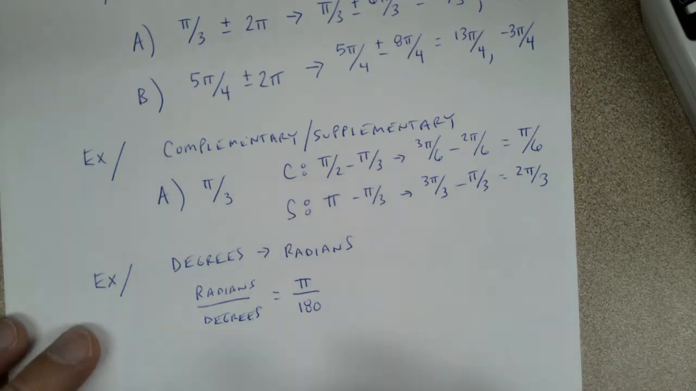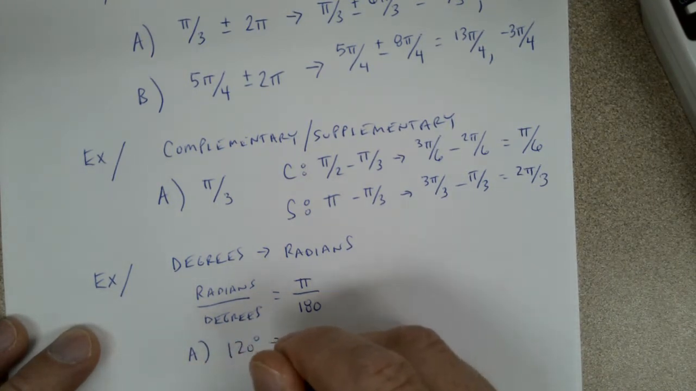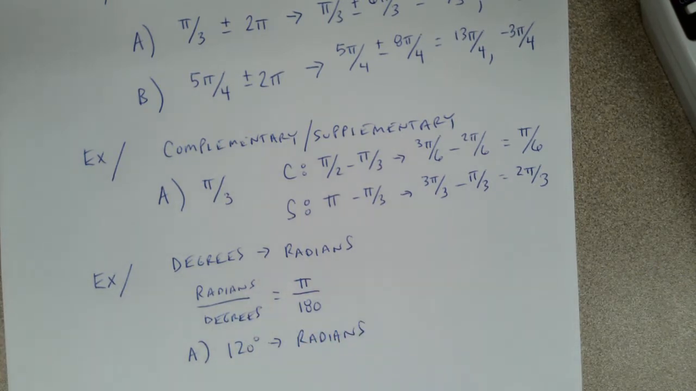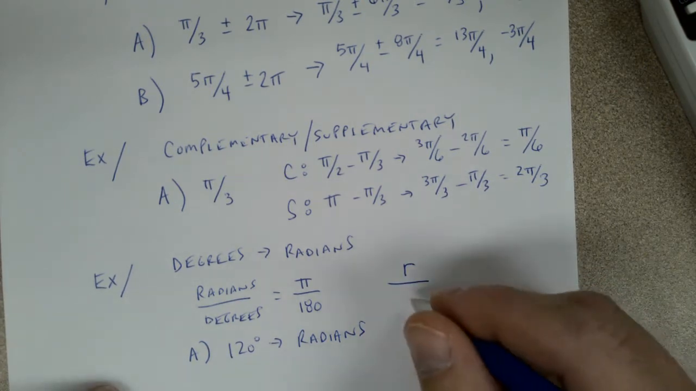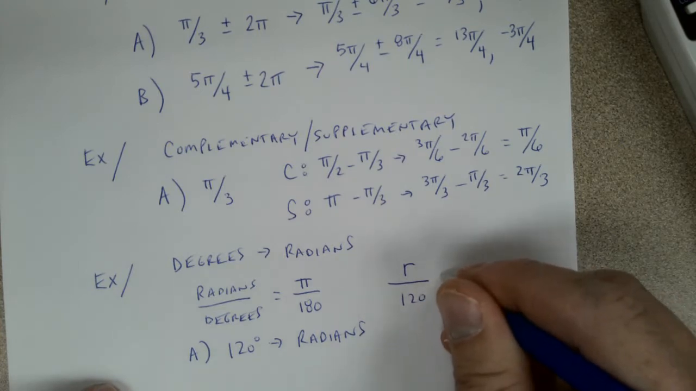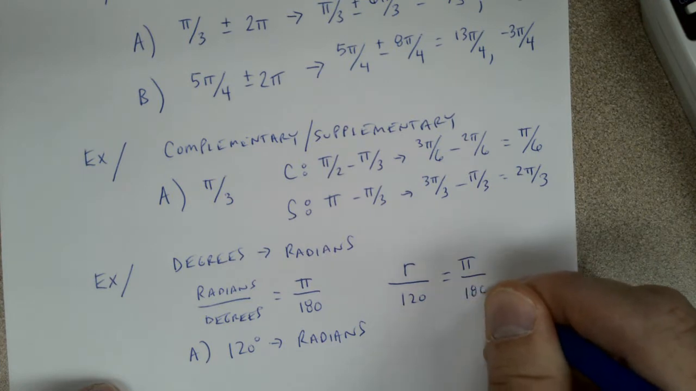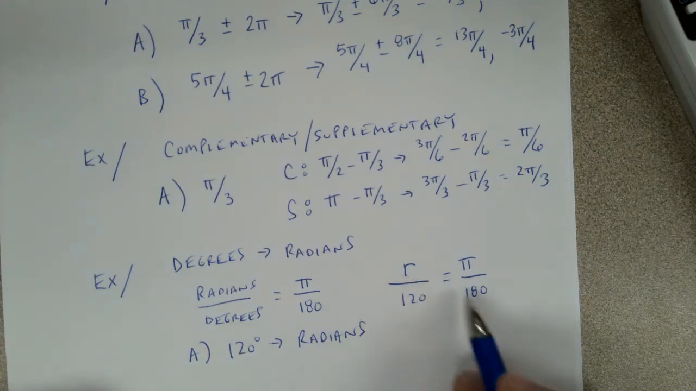So if I said, okay, let's convert 120 degrees to radians, what I'm going to suggest that you do is just simply set a little proportion up. We want to know radians, so that's R. We know the degrees is 120, and our conversion is pi over 180. So when you set that up, you can just solve the proportion for R.